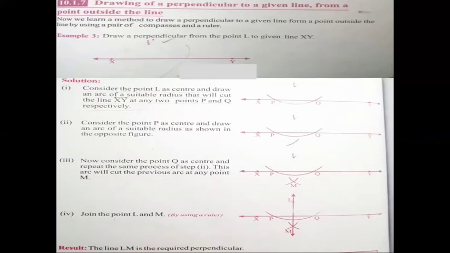So this is the point L that we will consider the center. Similarly, from the point L, we will open a suitable compass and draw an arc on the XY line segment, that will cut it at the points P and Q. That is also given here. Four steps are there. First of all, we take L as center, first step, and draw an arc PQ that cuts XY at the point P and at the point Q. This is done the same way. Here I have the arc PQ.